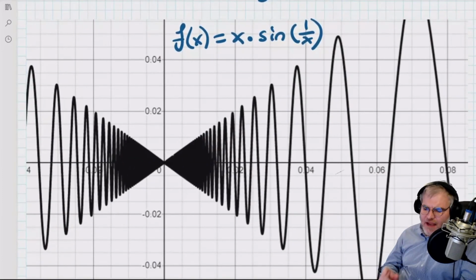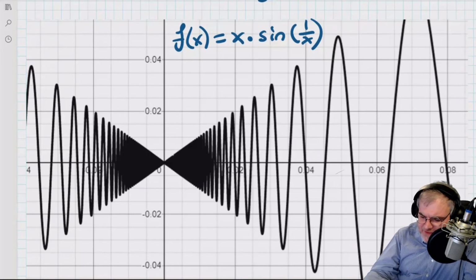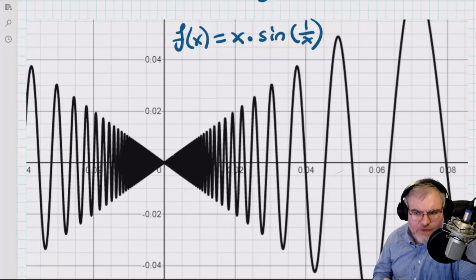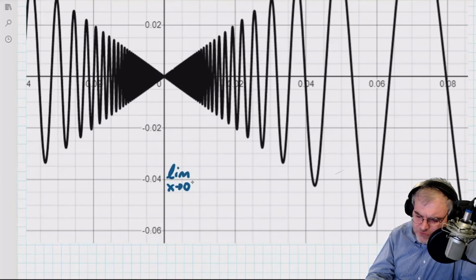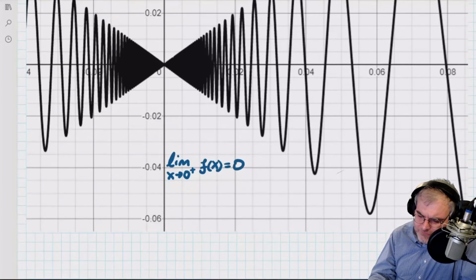And the question is, how can I show this? We can see this intuitively, right? Here I've got a limit. Both sides are kind of going to 0. And I want to show that the limit as x goes to 0, we'll do from the right, of f of x equals 0. I want to show this.